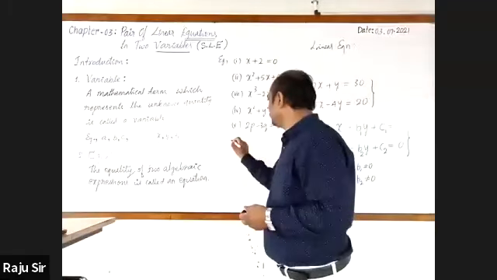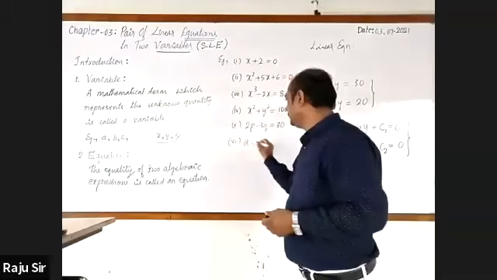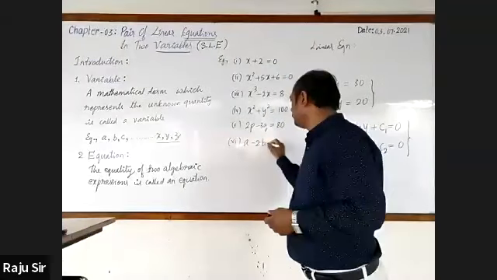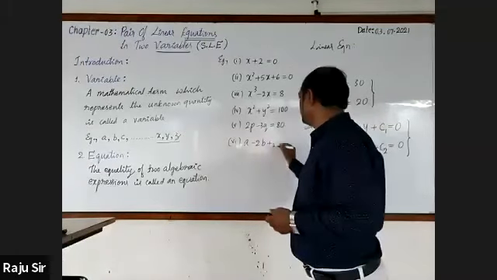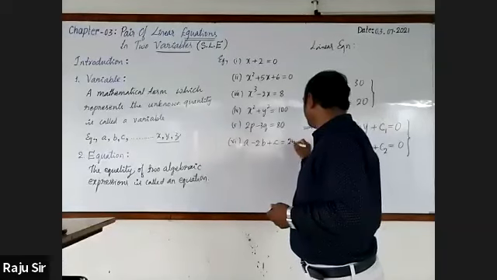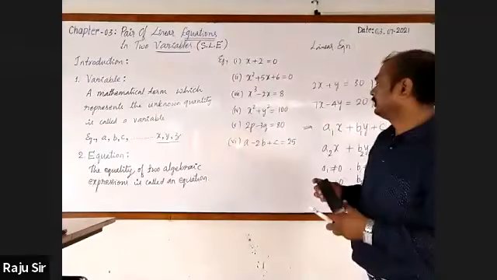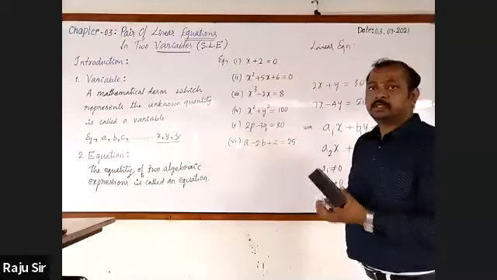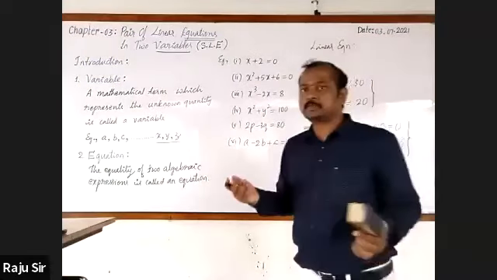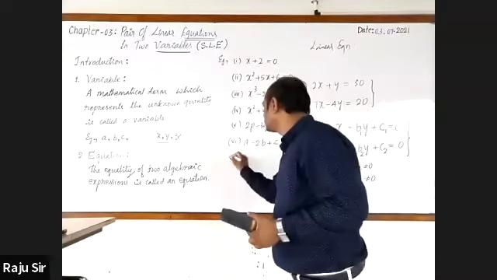Next, let me write one more. Sixth one: a minus 2b plus c is equal to 25. So these are a few examples for equations. Even the coefficients may be any real number. I'll give you one more such equation also.